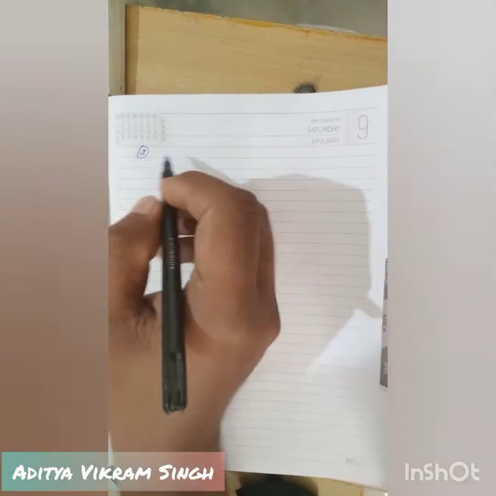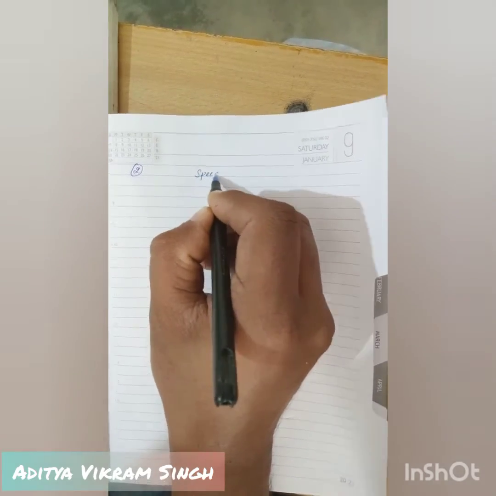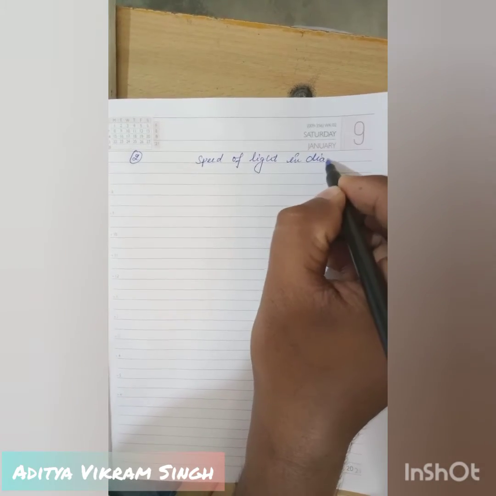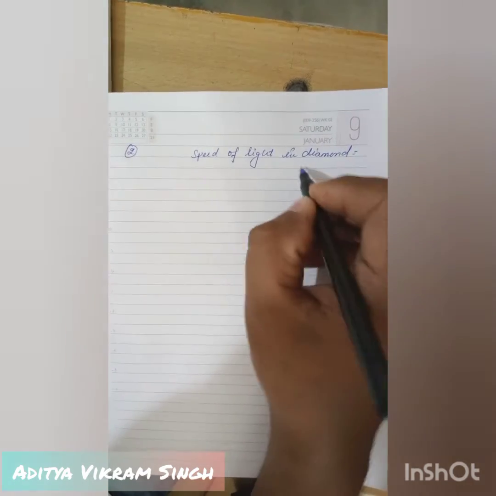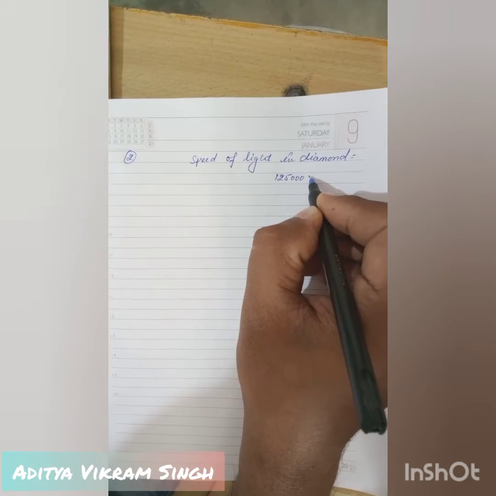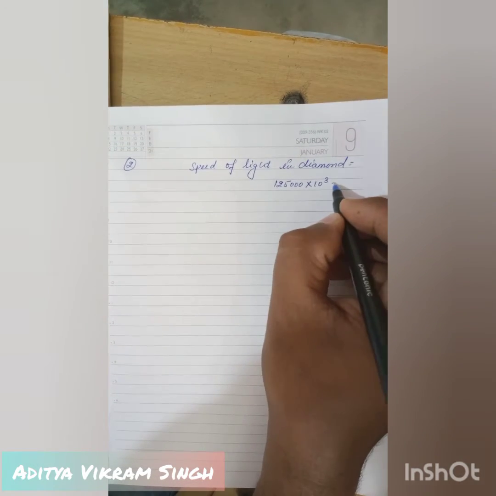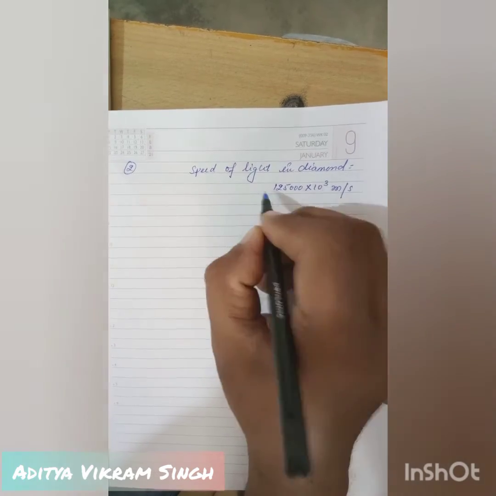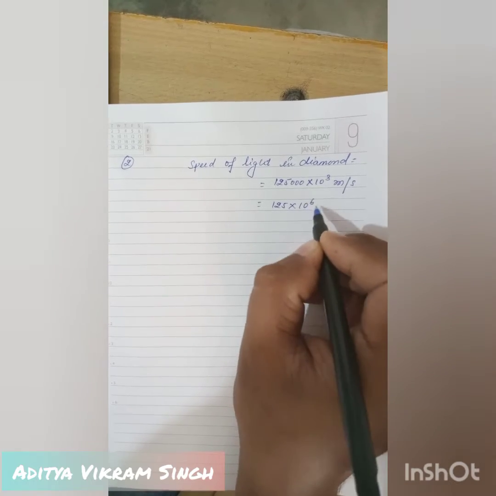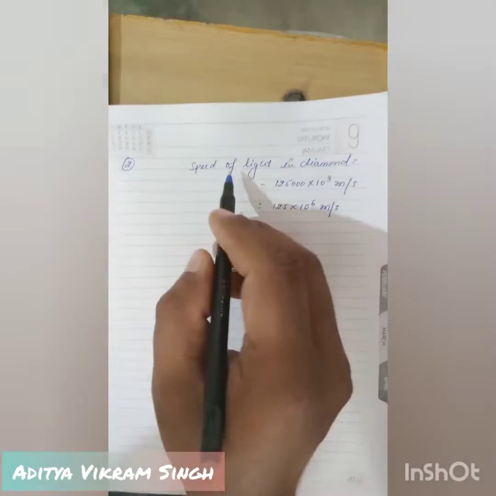Okay, now second question, it is given that the speed of light in diamond is 125,000 kilometer. So I want to change that kilometer into meter per second. Okay, so what we have to do, we have to multiply with 10 to the power 3. So this will become 125 into 10 to the power 6. This 1000 and 1000 become 10 to the power 6. Okay, and this is the speed of light in diamond.